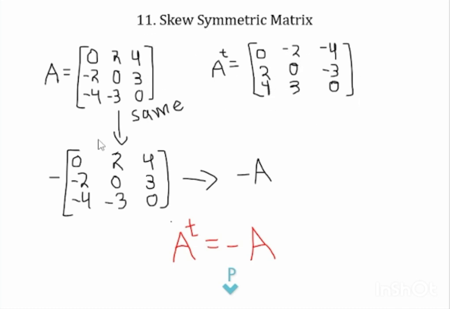अब क्या है कि यहाँ पे 0 -2 -4 है, लेकिन हम जब इससे माइनस कॉमन लेंगे तो क्या हो जाएगा, 0 2 4, और ये 2 हो जाएगा -2, 0 वही रहेगा, 3 हो जाएगा -3, जो था वो हो जाएगा 3, और जो ये 4 था वो हो जाएगा -4, और जो ये 3 था वो हो जाएगा -3, 0 0 ही रहेगा.